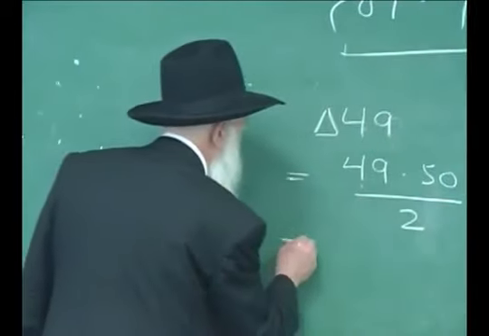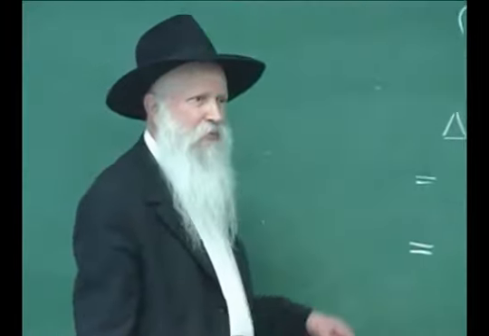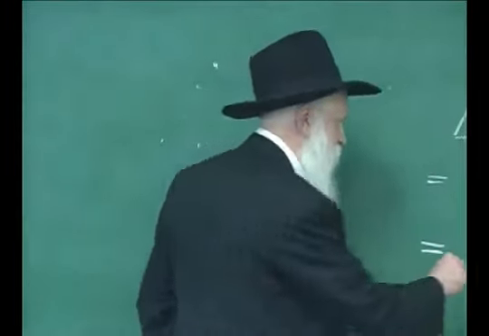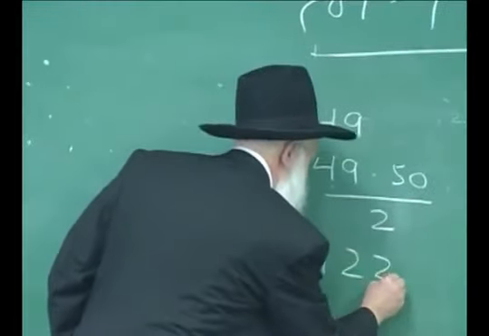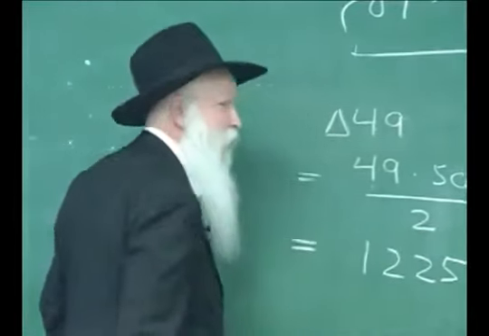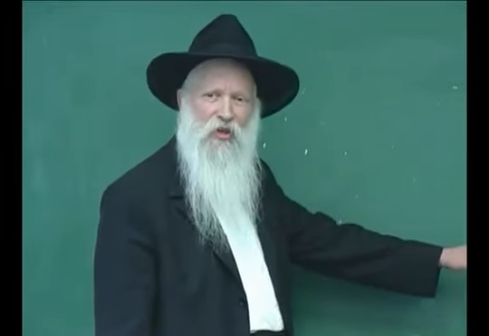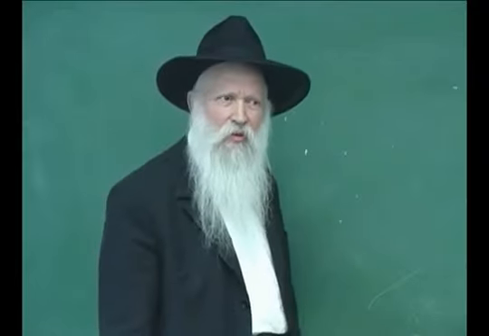What does that equal? 1,000, right, 1,000, how much? 200? 1,225. Exactly. Very good. Excellent. 1,225. So actually in Sfirat HaOmer we count 1,225 days. You think you're only counting 49 days, but actually you're counting 1,225 days.